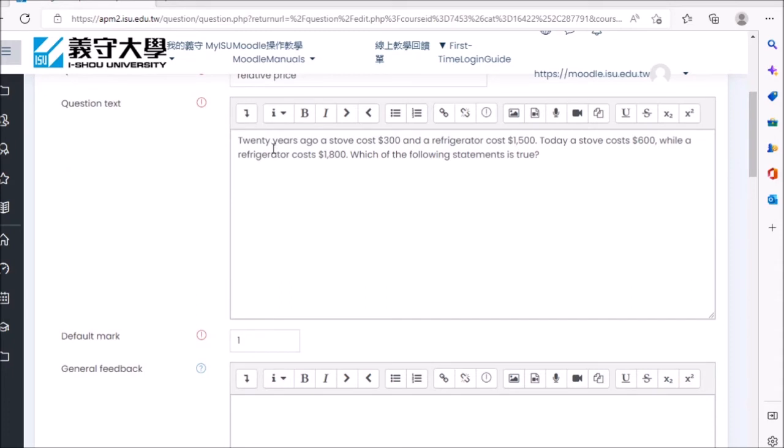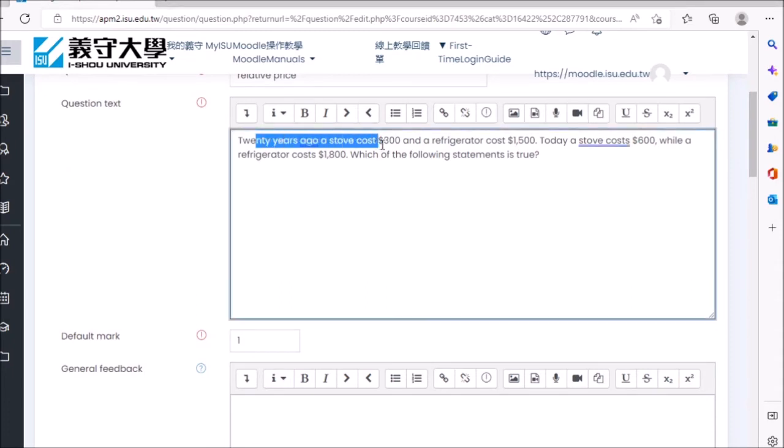Next question about relative prices. Long time ago, a stove cost $300 and a fridge cost $1,500. Today, a stove costs $600, a fridge costs $1,800. Which of the relevant relative prices have changed? Well, you will see that the stove price has increased by double, while the fridge price hasn't increased by double. It increased by less than double. So relatively speaking, the stove is now more expensive. So the relative price of the stove has increased.